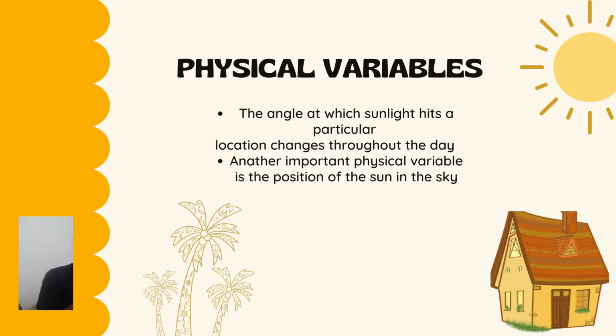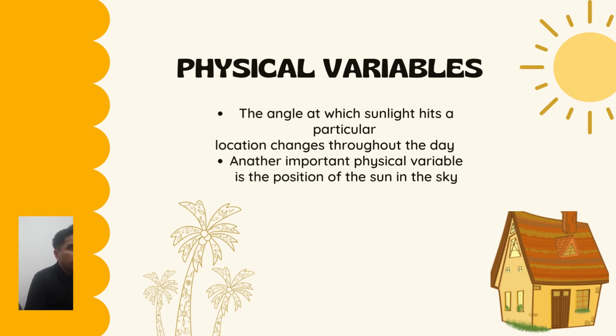So another important physical variable is the position of the sun in the sky. So the angle at which sunlight hits a surface will vary depending on whether the sun is directly overhead or closer to the horizon. This means that measuring sunlight incidence angle requires taking into account not only the location and time of the day, but also the position of the sun.